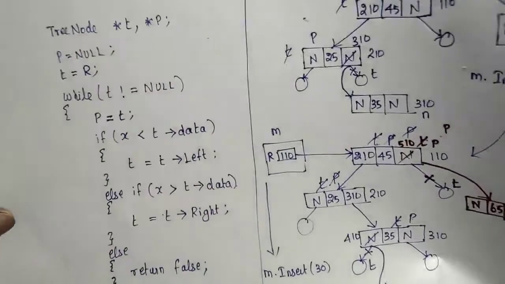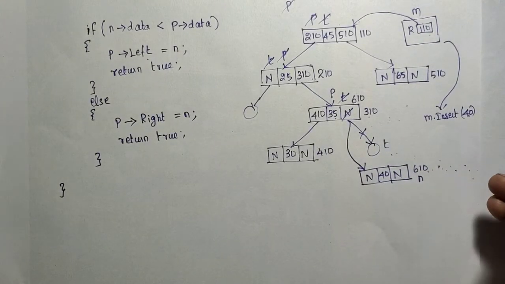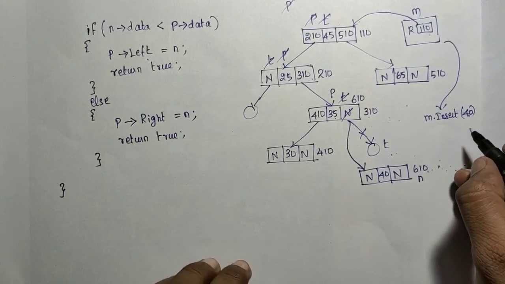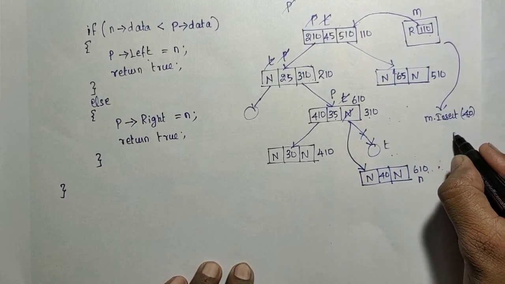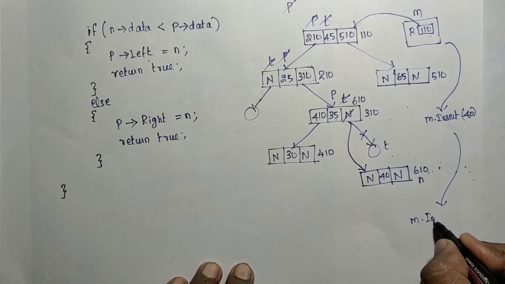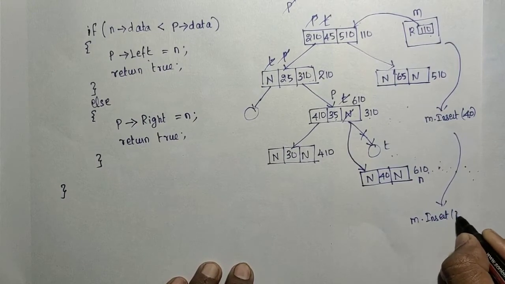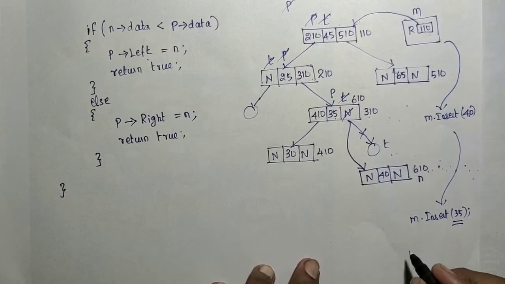For example, one more example I will tell. If you want to insert 35 again, if you want to insert again m dot 30 insert of 35, like that if you call it, 35 is actually a duplicate.